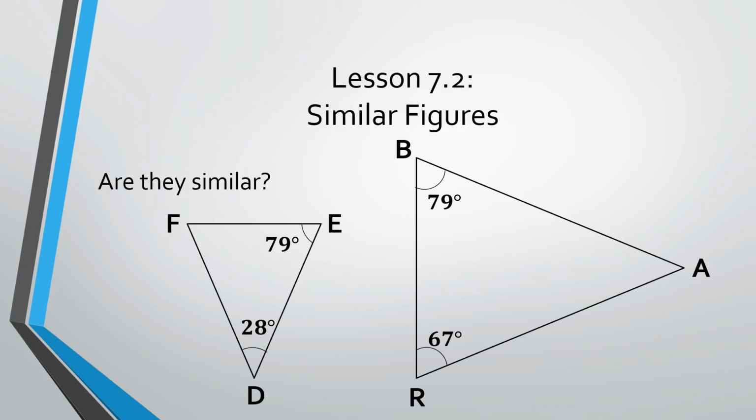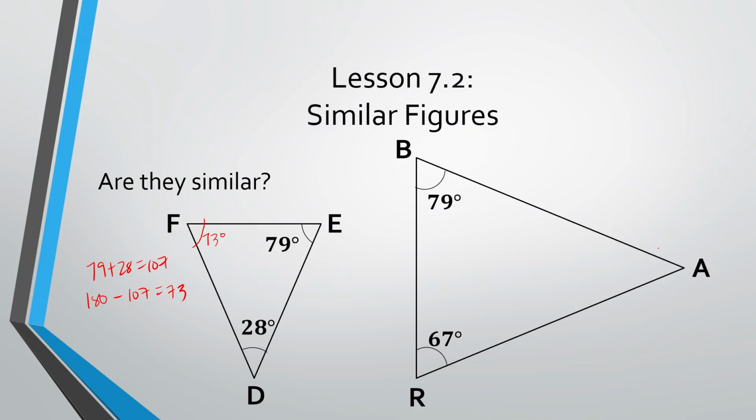Done already? Let's answer. So, question, what is the measure of this missing angle? So we have here 79 plus 28. This is 107. So 79 plus 28 is 107. Then subtract this from 180. So 180 minus 107 equals 73. So this is 73 degrees.